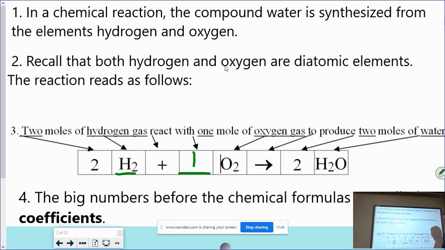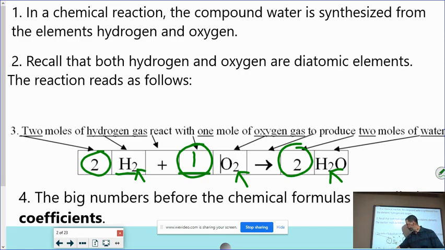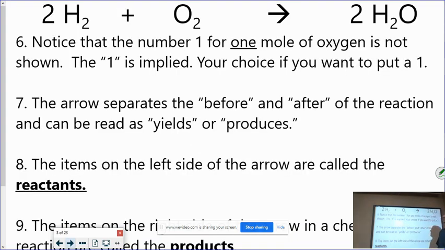The big numbers before the chemical formulas, these right here, are called coefficients, and that's what this unit is all about. And these small numbers right here, which we've already introduced you to, are called subscripts. Notice the number 1 for 1 mole of oxygen is not shown, but the 1 is implied. If you want to put a 1 in there, you can do so. You'll see most textbooks will not put a 1 in that spot.